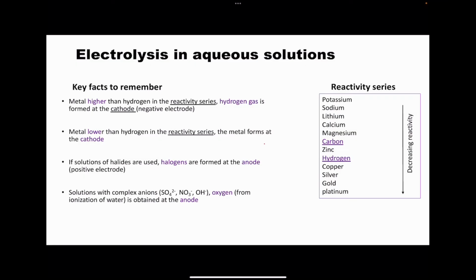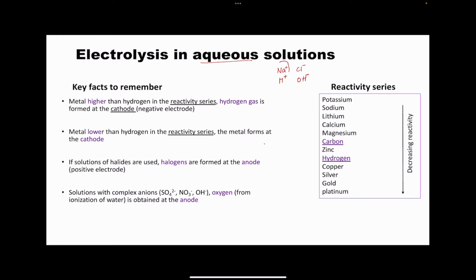Further explaining about electrolysis in aqueous solution. For aqueous solution, it's a different story because we have so many ions in the solution. Let's take an example of sodium chloride solution. In there, we will have Na+ ions and Cl- ions, so these two from sodium chloride. But because it's an aqueous solution, there is water, so we will have H+ from water and OH- from water.